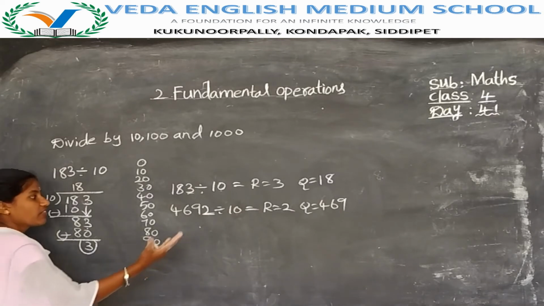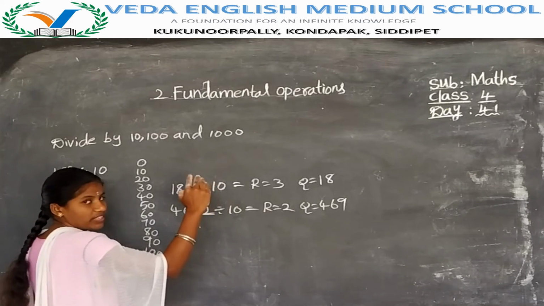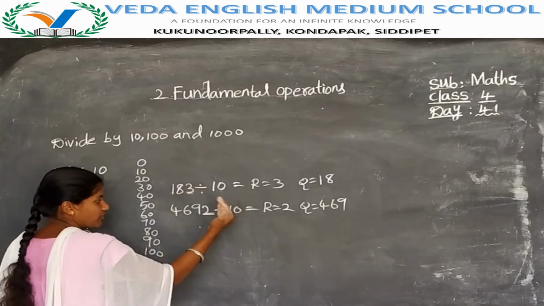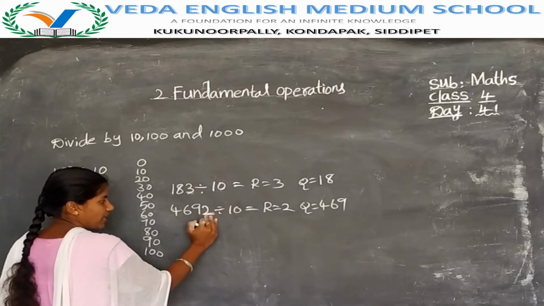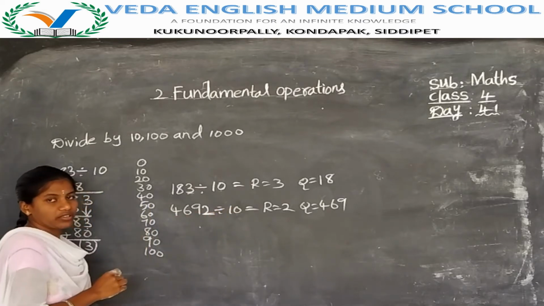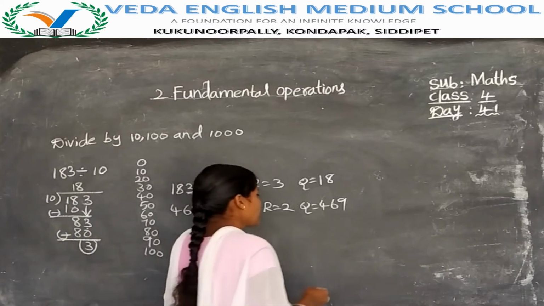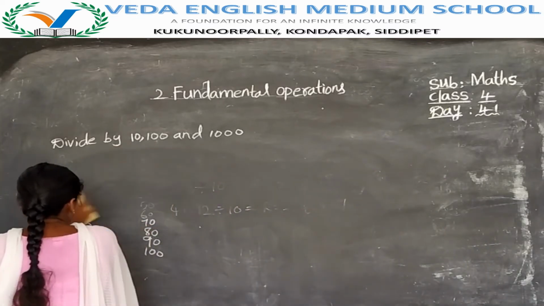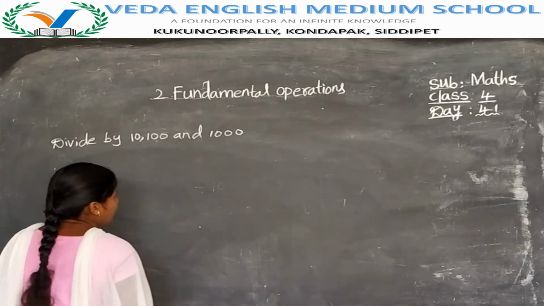From the right side, in 10 we have only one 0, so the first digit from the right will be the remainder, and the remaining digits are the quotient. Then how to divide with 100? Then 10, 100 and 1000.